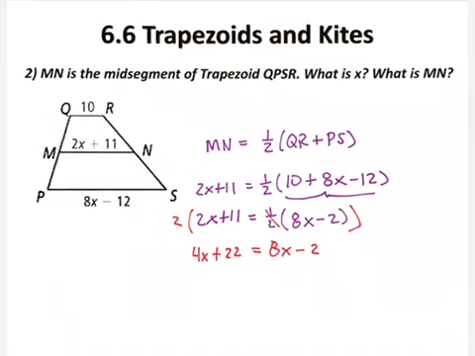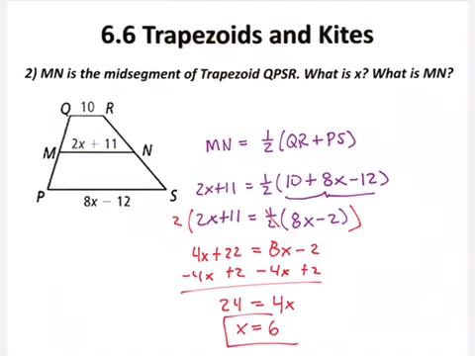So in this case, I'm then going to go ahead and subtract 4x to the other side. I'll add 2 at the same time. So now I've got 4x equals 24. And if I divide by 4, I'm going to get x to equal 6.